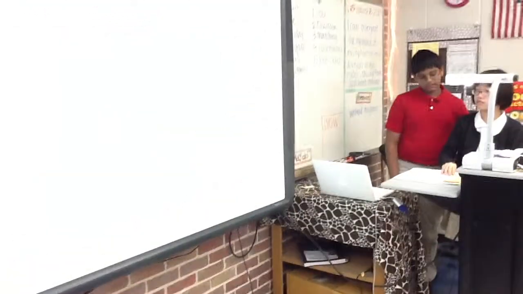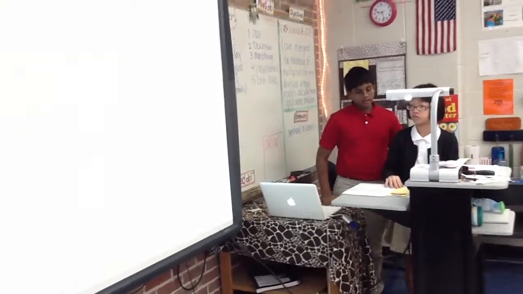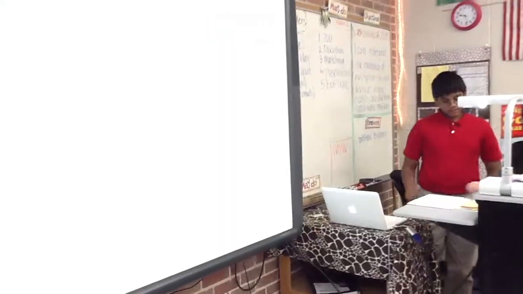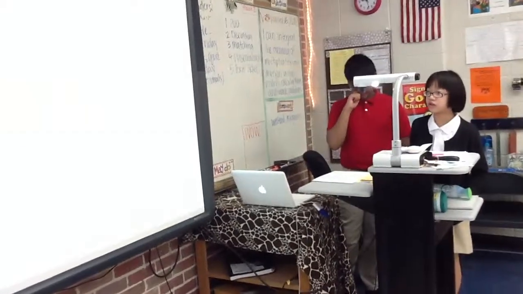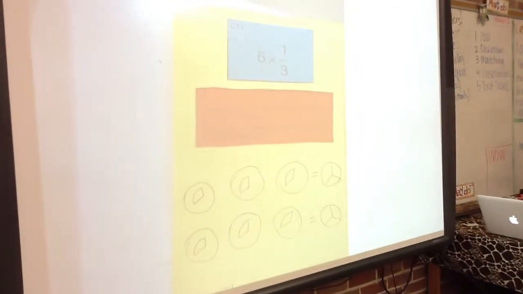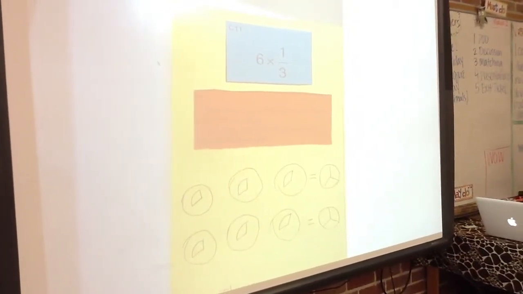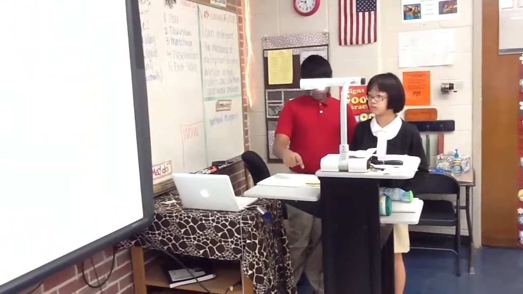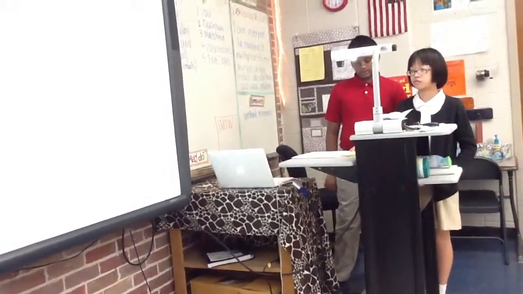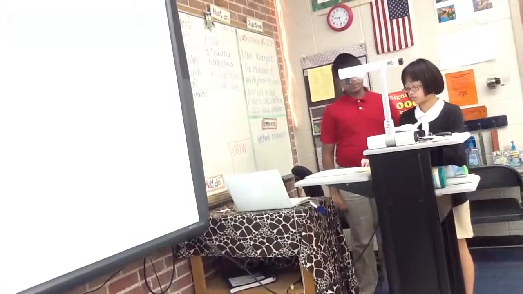So, 6 people are each given 1/3 of a pizza to eat. How many whole pizzas are they given altogether? So, we chose 6 times 1/3 because there are 6 people and each person is eating 1/3. So, we drew 6 circles. Each circle represents 1 person and how much of the pizza they got, and each one represents 1/3. And this equals 3 people. The amount for 3 people equals 1 whole, and the amount for the other 3 people also equals 1 whole, so they are given 2 whole pizzas altogether.